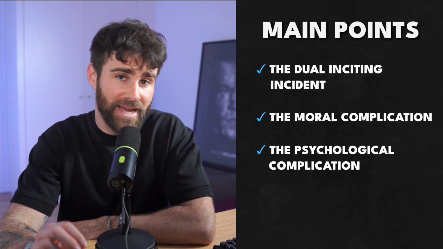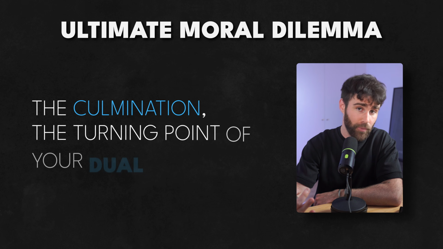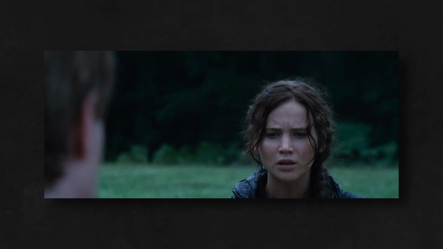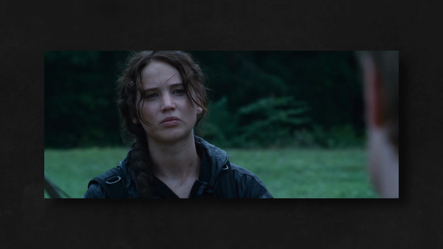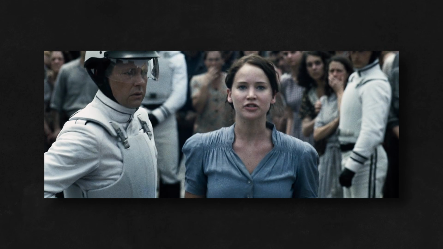The third and final main connection point is the ultimate moral dilemma, which is the culmination, the turning point of your dual storyline. This is the moment your protagonist has no choice but to face the psychological wound that's been pressing on them throughout the entire story so that they can finally fulfill their psychological need and act on the moral need. In The Hunger Games, that moment arrives when Peeta offers to sacrifice himself so that Katniss can win and go home to her family. She's faced with an impossible choice: let someone she loves die so she can survive, or sacrifice herself for him, which means abandoning Prim and her mother, pretty much everything she's been fighting for.